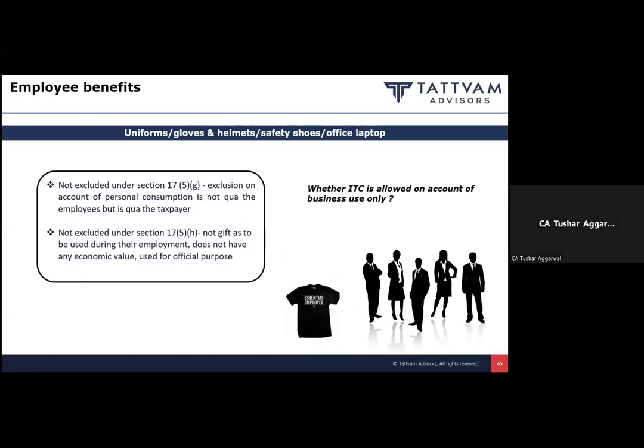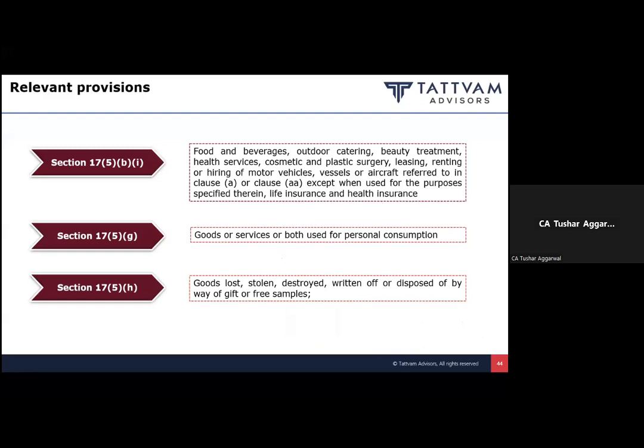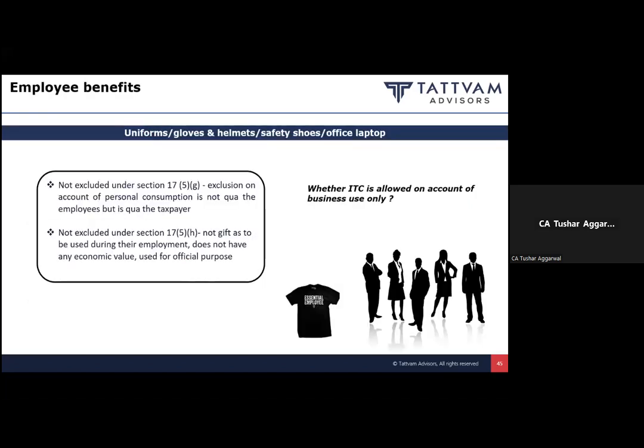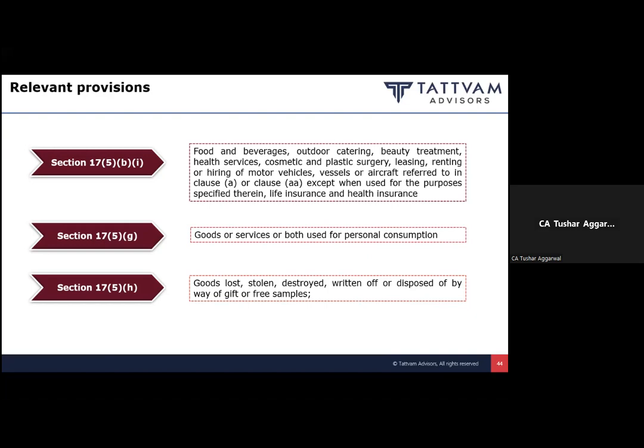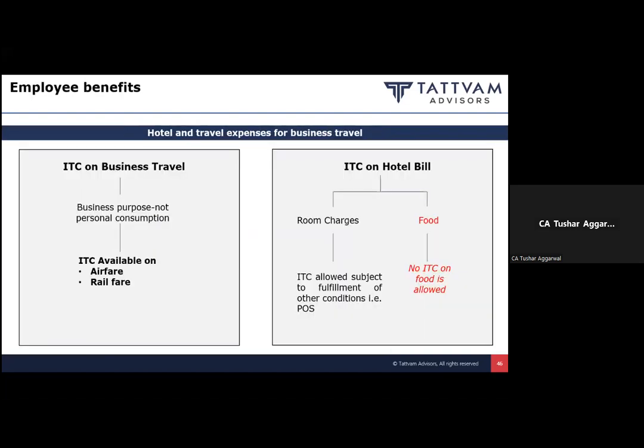This particular clause of personal consumption applies only in case of a proprietor. So an individual proprietor has purchased certain things which you have used personally as well as for business purpose. When we talk about a company perspective or a partnership firm perspective, at that time, there is nothing called personal. Second important, hotel and travel expenditure.